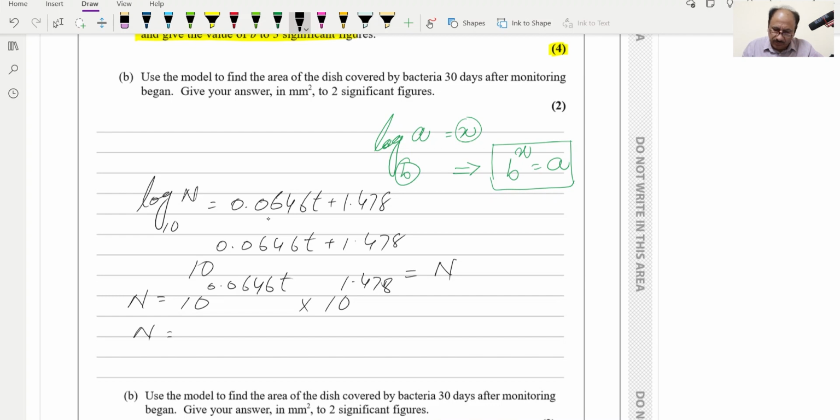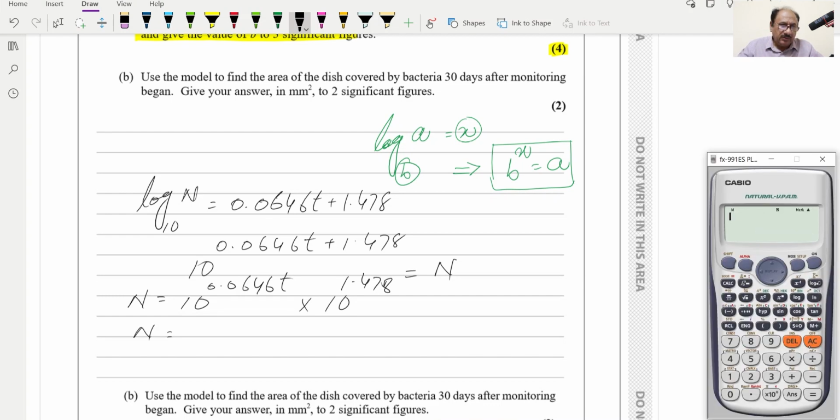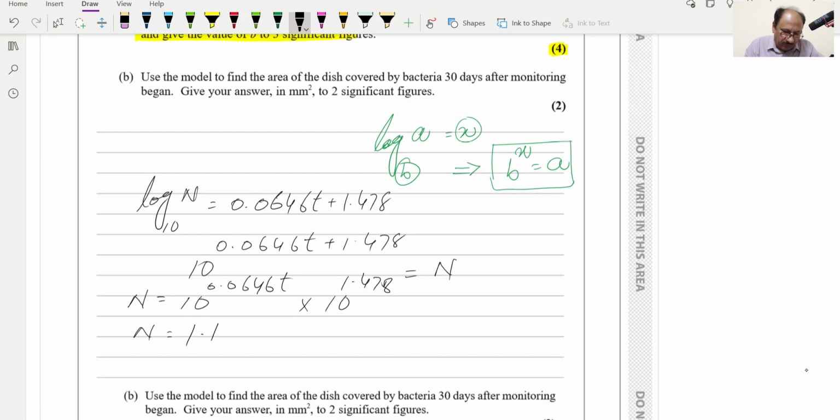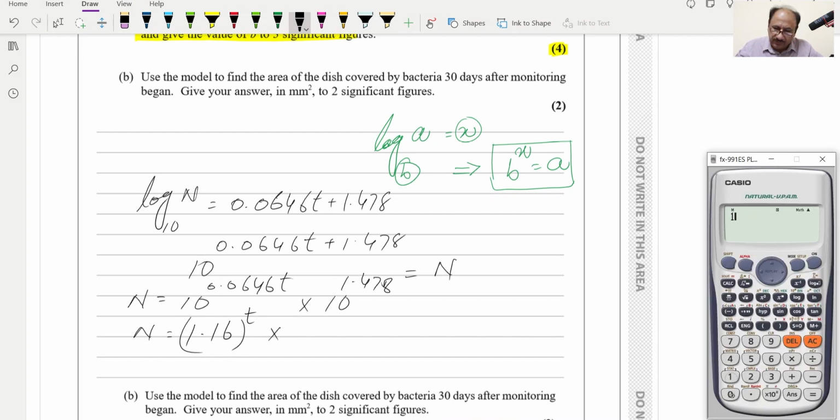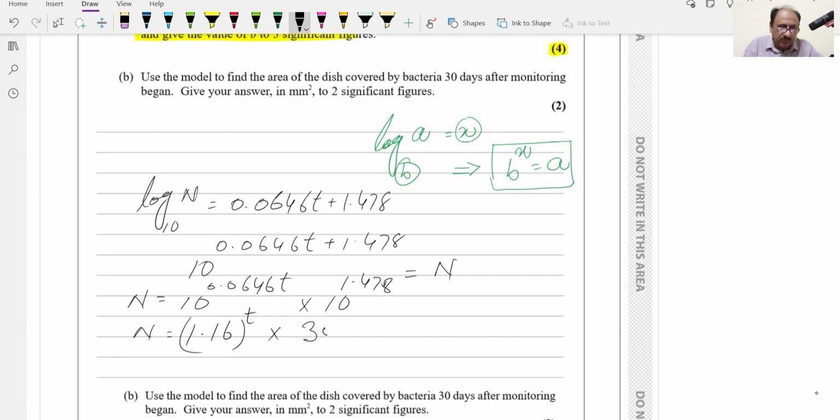So n will be equal to, with the help of a calculator, this. Separately, if we solve 10 raised to the power 0.0646, this will be equal to 1.16, so we can write 1.16 raised to the power t, and multiplied by 10 raised to the power 1.478, and this is equal to 30.0, so we will write 30 over here.